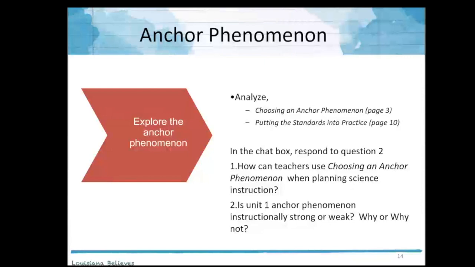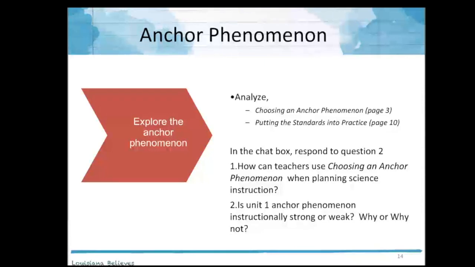So on page number 3 of the scope and sequence documents, you will see a segment titled Choosing an Anchor Phenomenon. I would like for you to read over that list, and as you are reading over the list, I would like for you to assess the anchor phenomenon that is on page 10 of the 4th grade scope and sequence document. Your job is to determine if the anchor phenomenon is instructionally strong or weak based off of the checklist that is on page number 3.